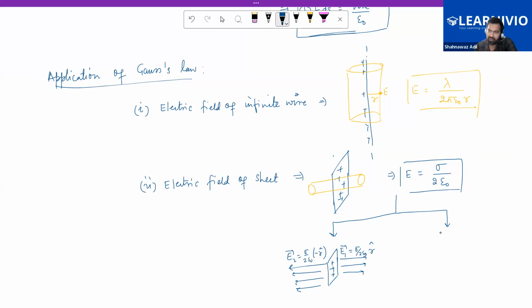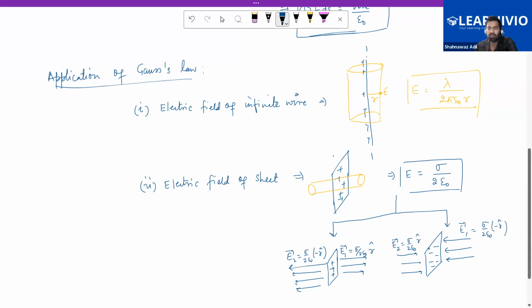If I have a negative sheet, then the electric field would be incoming. Then this E2 would be sigma by 2 epsilon naught r hat, and this E1 would be sigma by 2 epsilon naught minus r hat. So these things would be important when you understand capacitors, right? When we do capacitors, these things would be important. Clear up to this point?